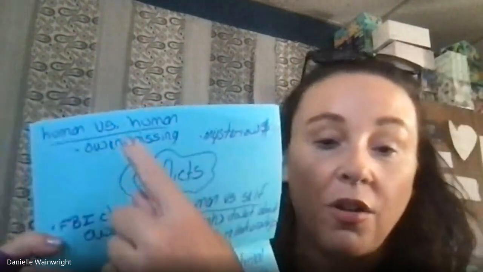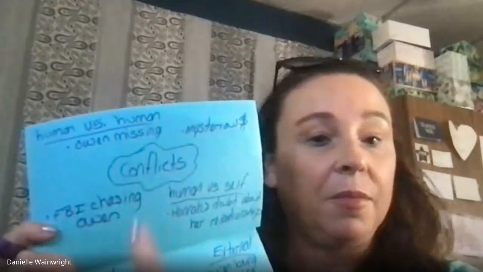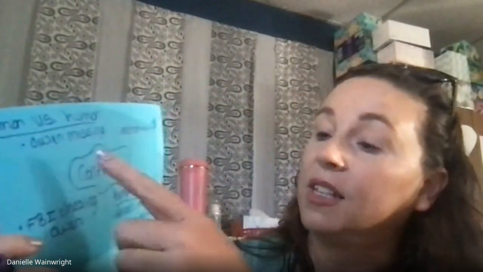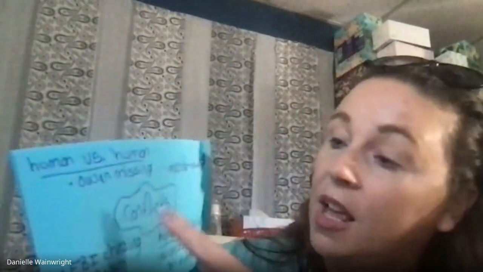Okay. The next page is going to be conflicts. So you're going to tell me, first of all, what are the conflicts, human versus, and then tell me every type of conflict there is, but also identify what they are. So in this case, it's human versus human because Owen's missing, the mysterious money, and the FBI chasing him. It's all human versus human.